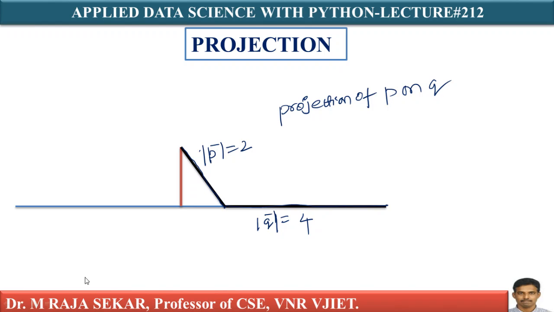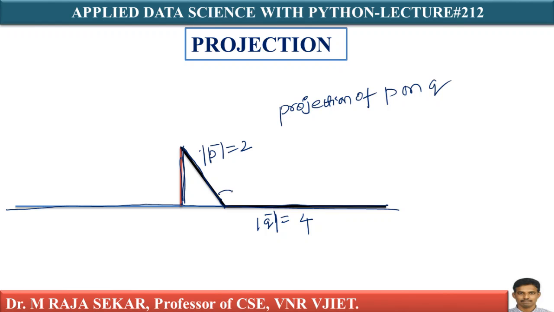This is p, this is q, isn't it? I have to project this one. In that case, I must extend this vector like this to whichever length you want. Now, just take a perpendicular like this.